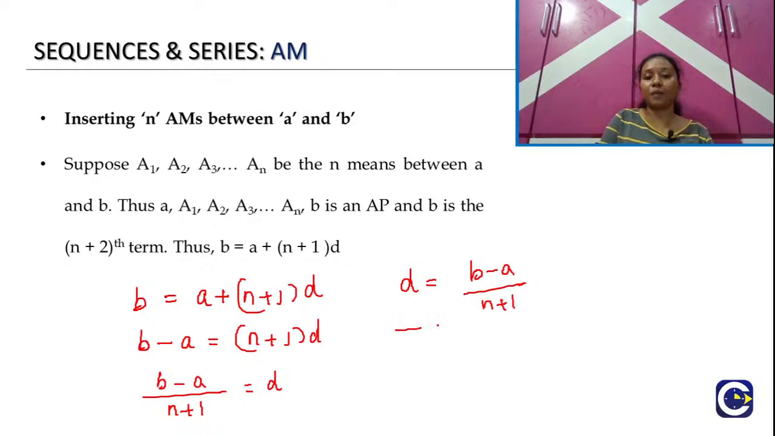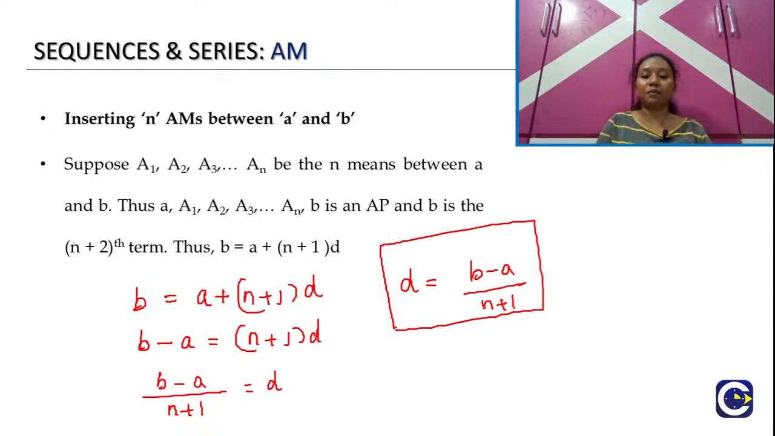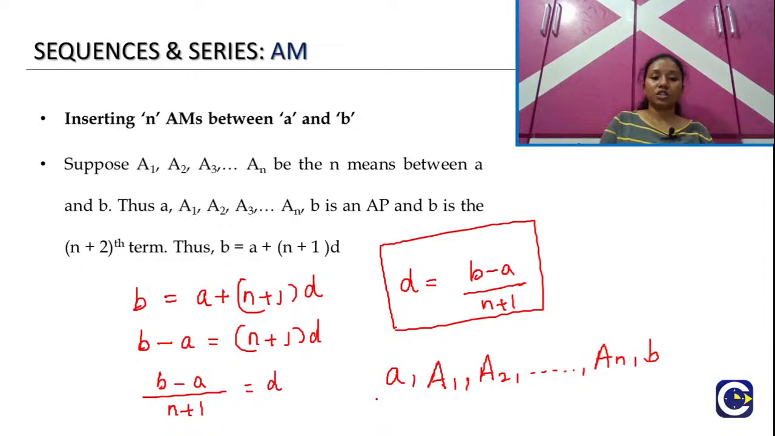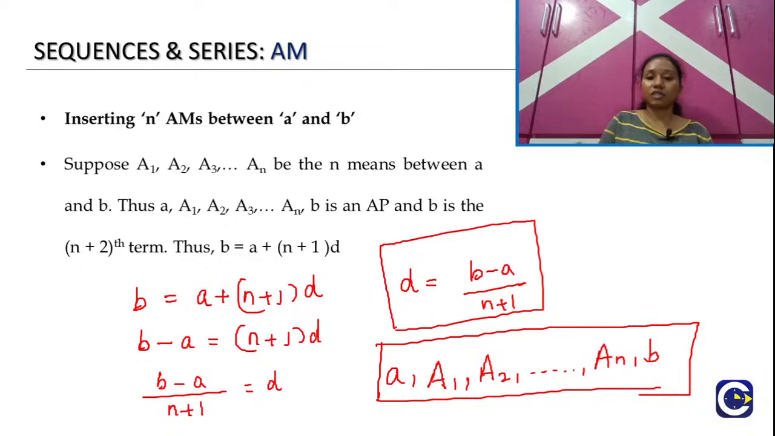That is last term minus first term divided by total number of arithmetic means we have inserted, that plus 1 will be giving us the common difference d for that progression, which is as follows: a comma capital A1, capital A2 and so on until An and b. So for this progression, we have predicted our three results here.